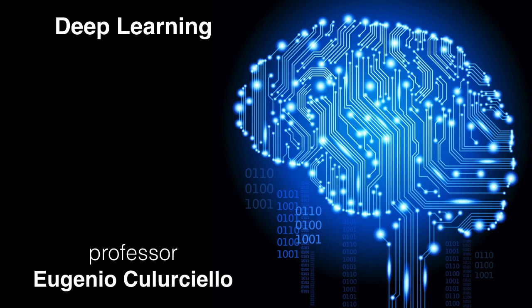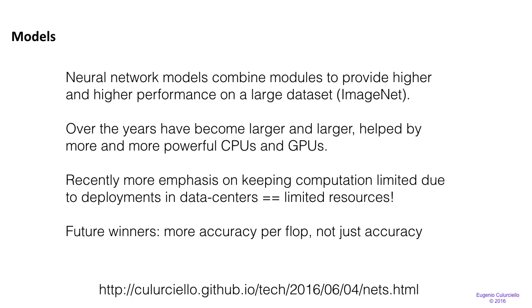This is deep learning. Today we're going to talk about models of deep neural networks. Neural network models combine modules to provide higher and higher performance on a large dataset, for example, ImageNet.